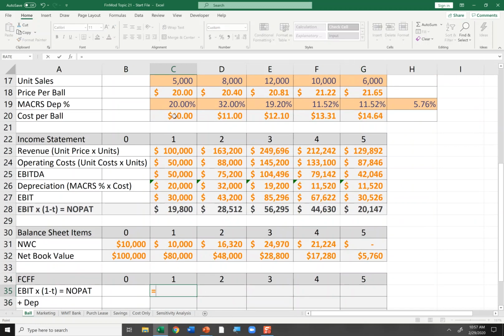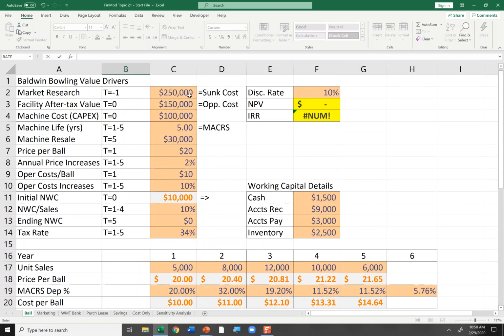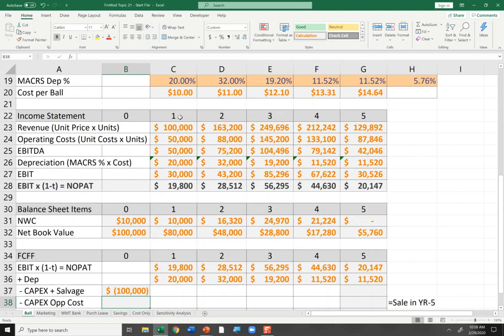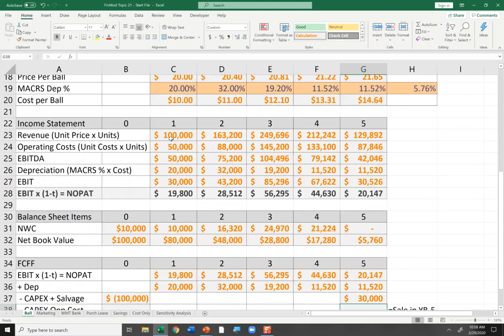I'm going to start with my after-tax operating profit. I'm going to add back my depreciation. I'm going to take out that Capex, that actual cost of the machine. The cash cost of that machine was $100,000 today. However, at the end of year 5, I made an assumption I'll get $30,000 for it.